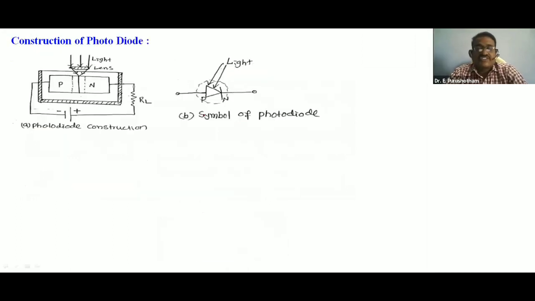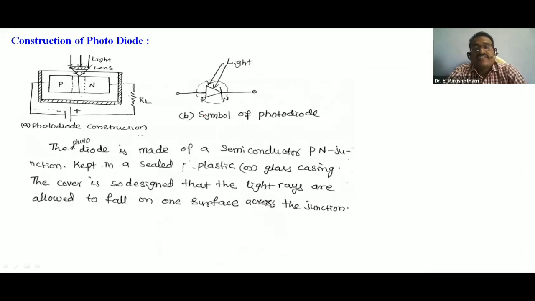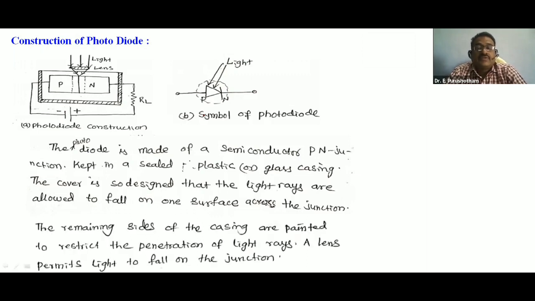Construction. The photodiode is made up of a semiconducting PN junction diode. The PN junction diode is placed in a sealed plastic cover or glass casing. This cover is so designed that the top surface allows the light rays to fall, and the remaining surfaces restrict the light rays from penetrating. A lens permits light to fall on the junction.